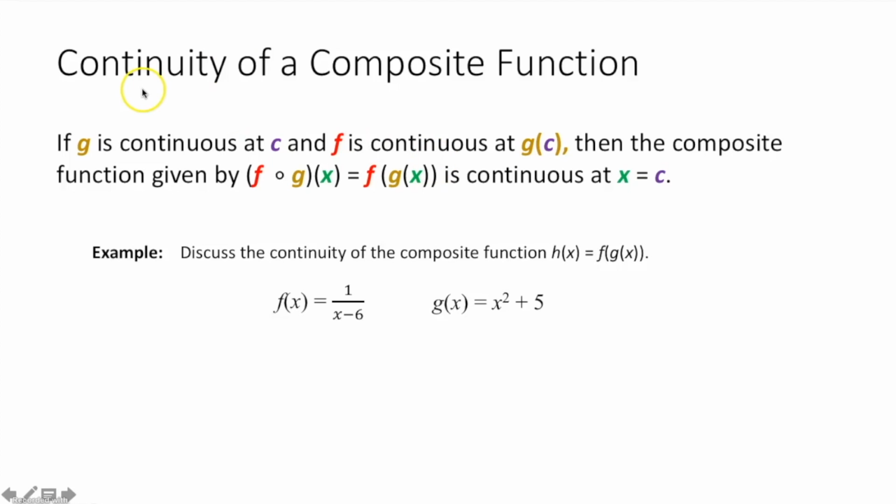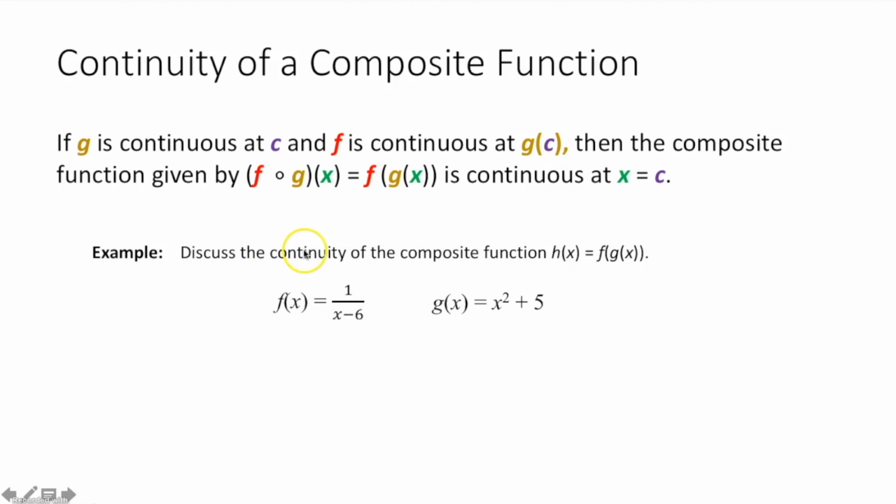Next, we're going to talk about continuity of a composite function. So this says if g is continuous at c and f is continuous at g of c, then the composite function given by f of g of x, which is also written f composed with g of x, is continuous at x is equal to c. So this is a little bit confusing. What we're going to do is use this example down here to help you understand it.